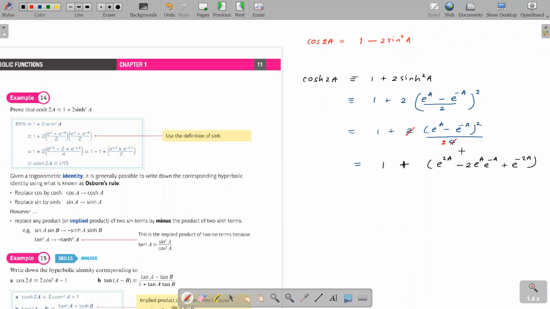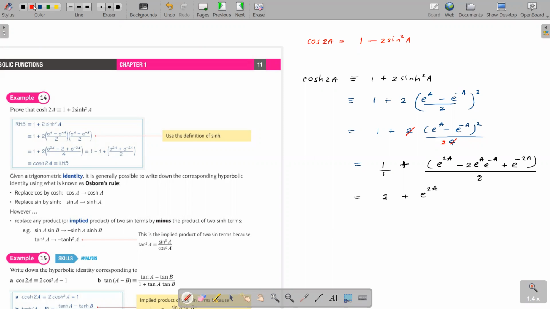So this is just expanding the bracket. And then you have this fraction divided by 2. So time to go for the common denominator. So it's going to be 2, okay, because 2 plus you get here e to the power 2a.